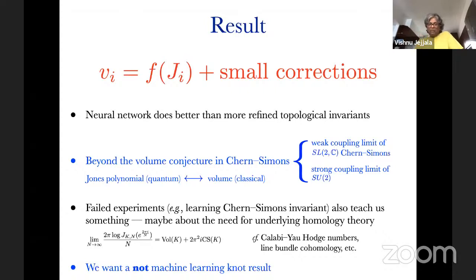There are also various failed experiments here. So for example, if you remove the absolute values in the volume conjecture, you get a generalized volume conjecture where the real part is the volume of the knot complement and the imaginary part is the Chern-Simons invariant of the knot. It turns out that if you try to predict the Chern-Simons invariant based on the Jones polynomial, you fail completely. The neural network architectures we've used and various other architectures we've tried are unable to predict the Chern-Simons invariant from the Jones polynomial. The fact that the volume is connected to some cohomological thing may be the key here. So in various other predictions using machine learning, for example, Calabi-Yau Hodge numbers, line bundle cohomology, all study things that are cohomological or homological in nature.